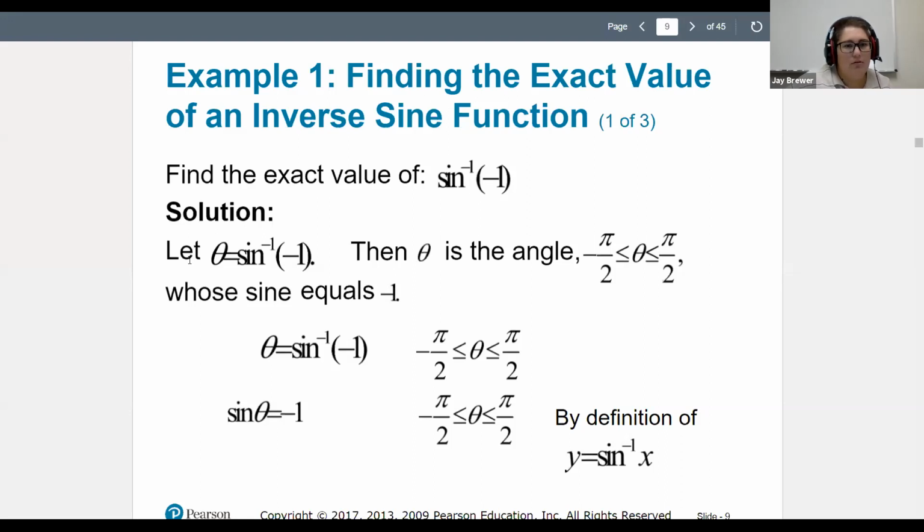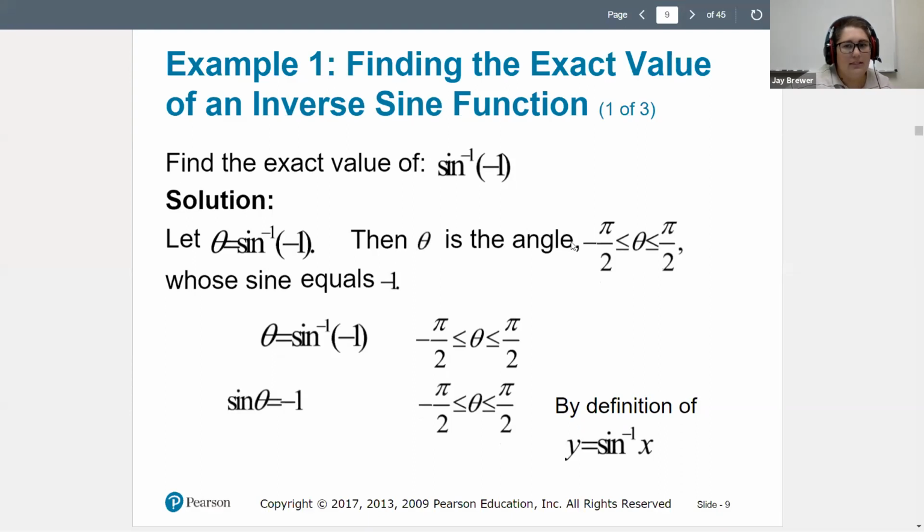So in order to do this, we let theta equal sine inverse -1. And then we have to tell ourselves that theta is an angle between negative pi over 2 and pi over 2, whose sine equals -1. So we kind of have this setup going on based on our definition. And this example takes 3 slides.